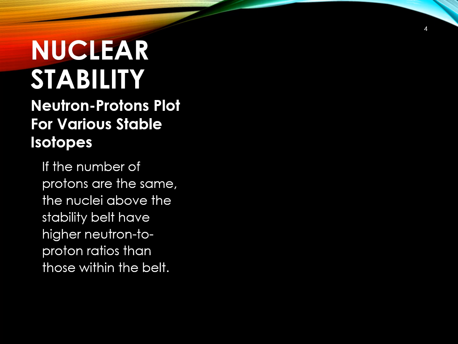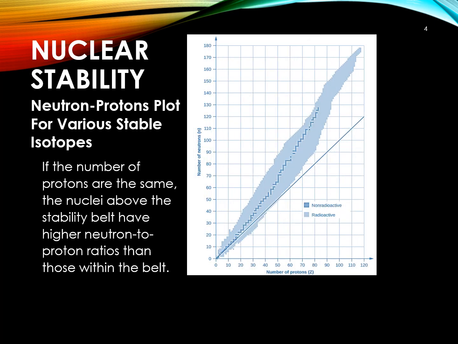We will understand nuclear stability better if we look at the neutron-proton plot. This is the plot of the number of neutrons, the y-axis, versus the number of protons, the x-axis, of various isotopes. Isotopes are represented by dots. This straight line represents the points where x, the number of protons, and y, the number of neutrons, are equal, resulting in a neutron to proton ratio equal to 1.